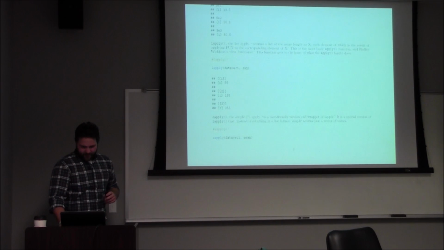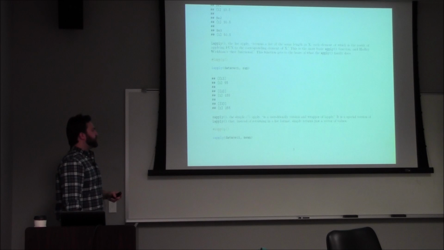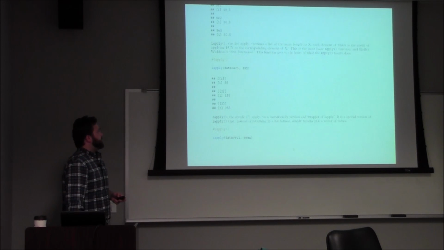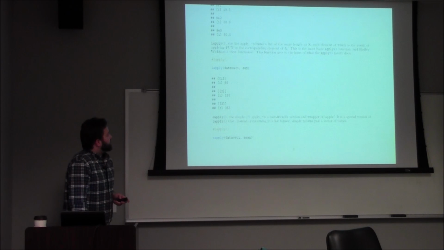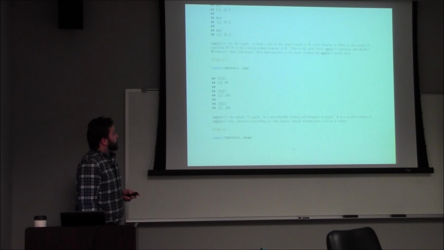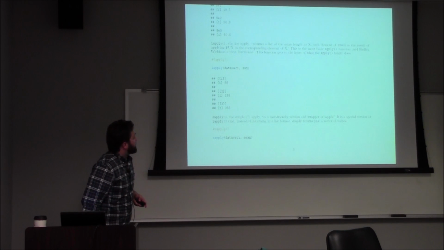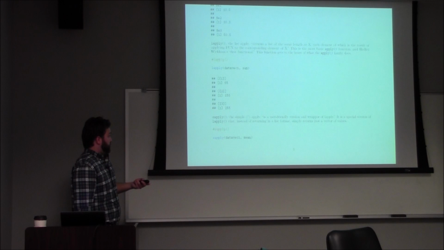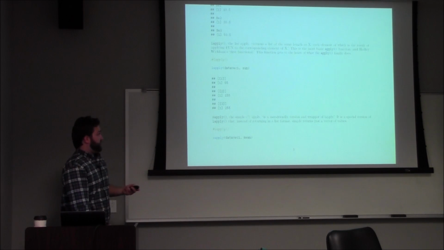And now it's time for Hadley Wickham's first functional, the lapply function. This is the list apply, and that's what the L stands for here. It tells you in the help documents that it returns a list of the same length as x, each element of which is the result of applying the function to the corresponding element of x.